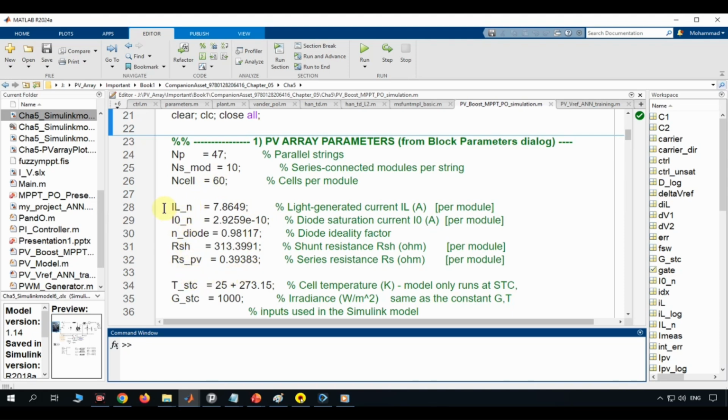Then, we define the intrinsic electrical parameters of a single PV module, which come directly from the manufacturer's datasheet or the Simulink block parameters. The light-generated current IL_N, the diode saturation current I0_N, the diode ideality factor N_diode, the shunt resistance RSH, and the series resistance RS_PV.